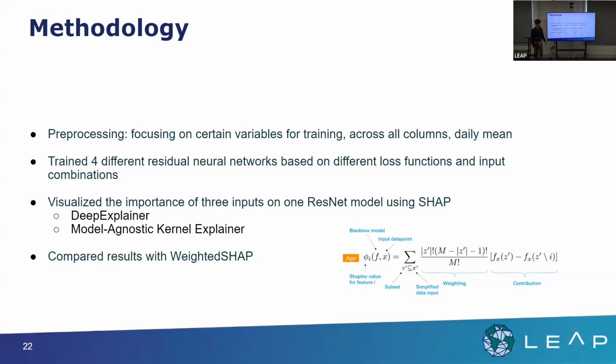additive explanations. Shapley values are based on game theory, and you can see here that the main components of it are the weighting of a certain input data point as well as its contribution. We multiply those, and then we sum it up across all different input data points. There are 2 variations of SHAP that we explore: Deep Explainer, which is more suited for convolutional neural networks, and then a model agnostic version. And then we compared results with weighted SHAP, which is supposed to have certain benefits.